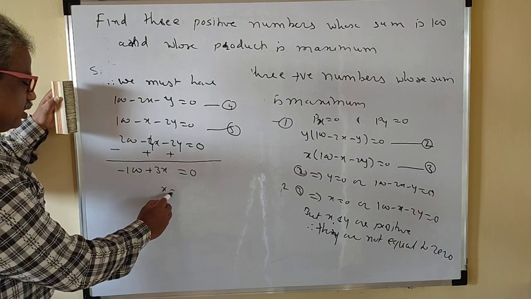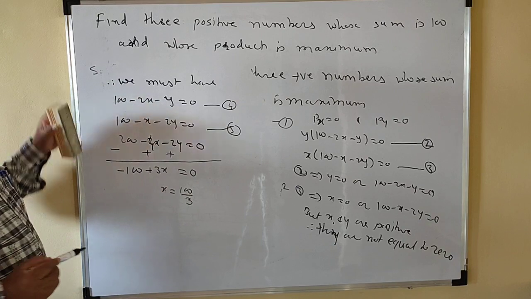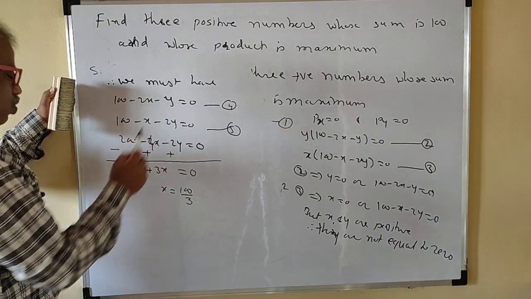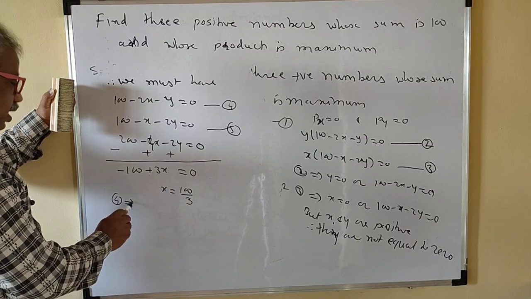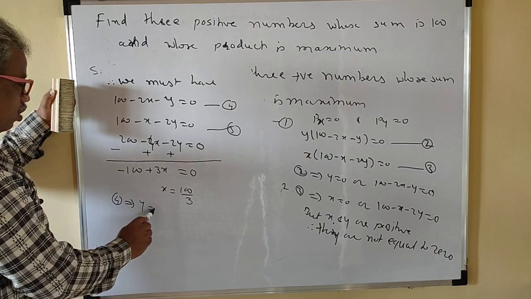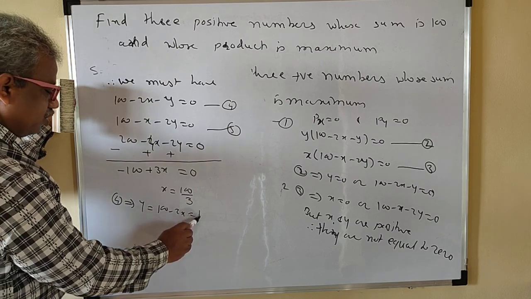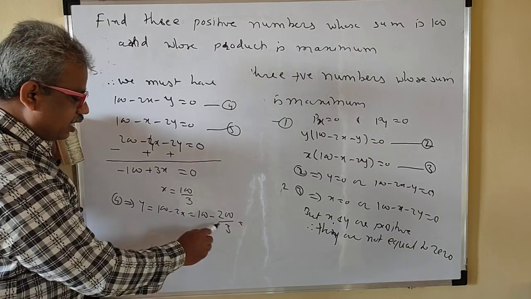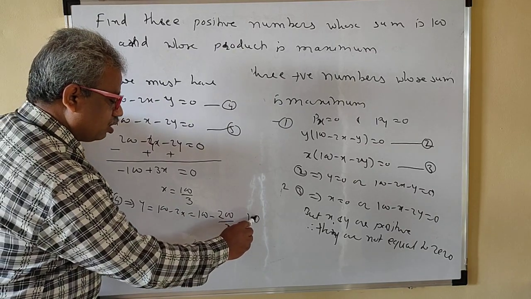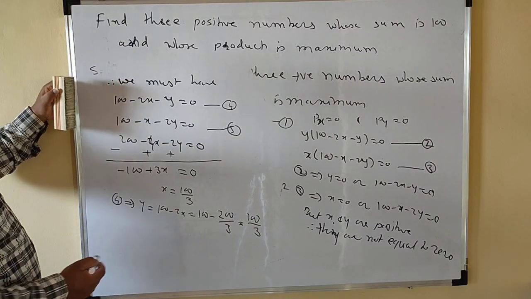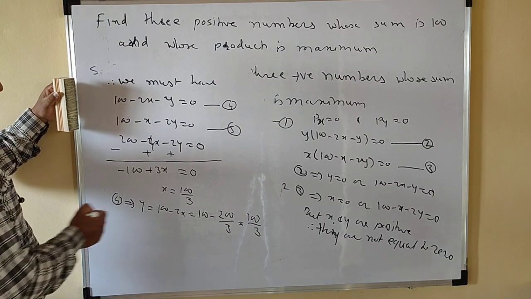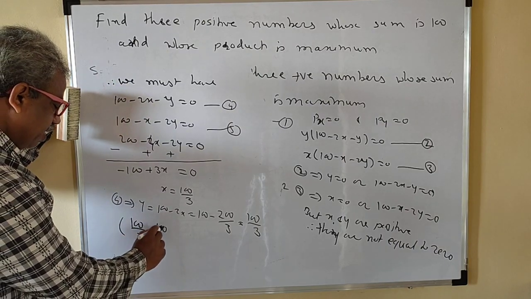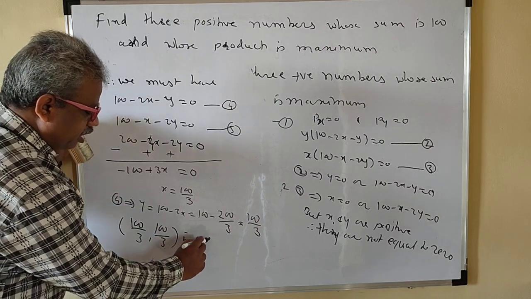Okay. So that means what? x is equal to 100 by 3. So if you put x is equal to 100 by 3 in 4, then y is equal to 100 minus twice x. So 100 minus twice x means 100 minus 200 by 3, so this is 300 minus 200, which is 100 by 3. So your x is equal to 100 by 3, y is 100 by 3. Right? So 100 by 3, 100 by 3 is a critical point.